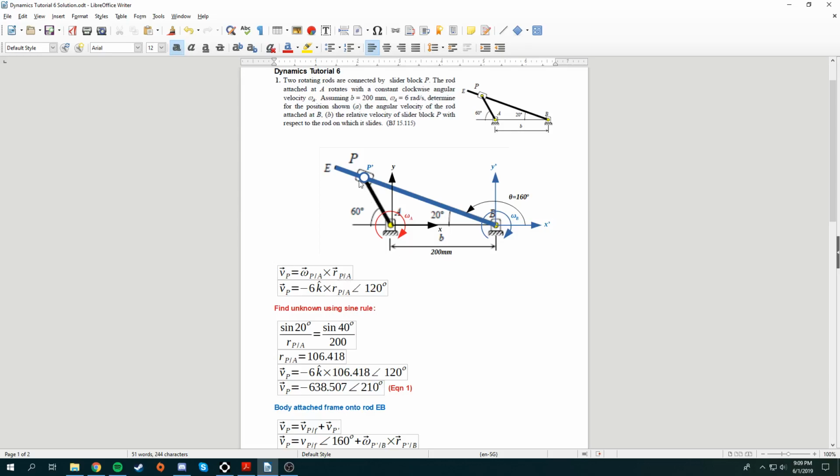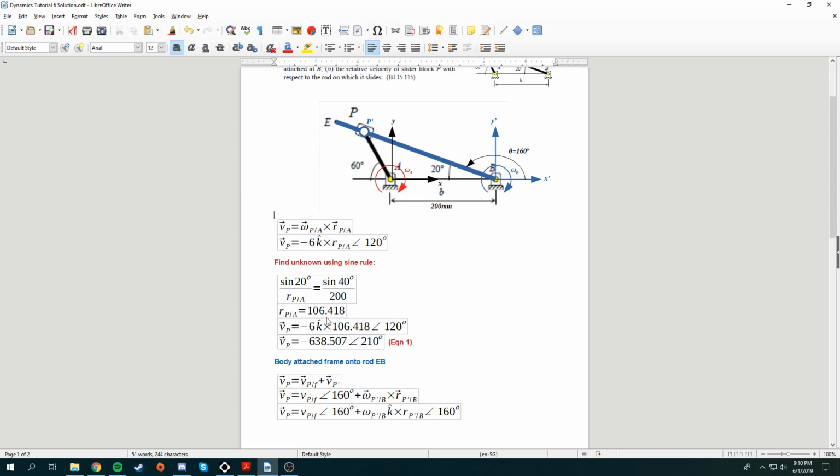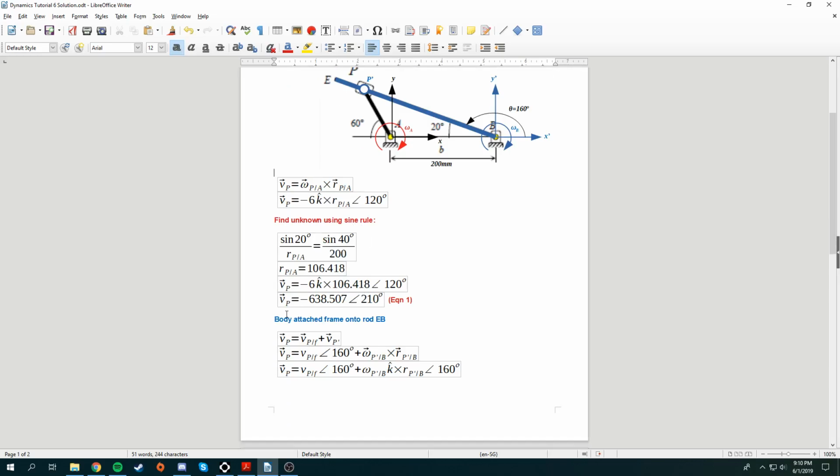Through using sine rule. Because this is a non-right angle triangle, we are able to use sine rule. So sine 20 degrees, which is here, over the length RP from A equals sine 40 degrees here over the length 200. How I know this is 40 is just 180 minus 120 minus 20 degrees. Okay, so very simply I find RP from A is 106.418, and then I put in my unknowns, and I know that velocity at P is equal to negative 638.507 in the 210 degree. Okay, so this is the first equation.